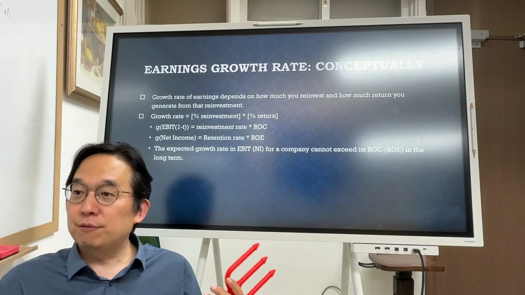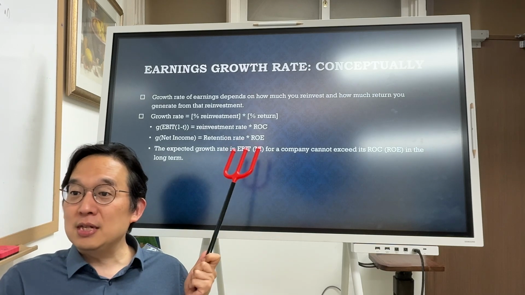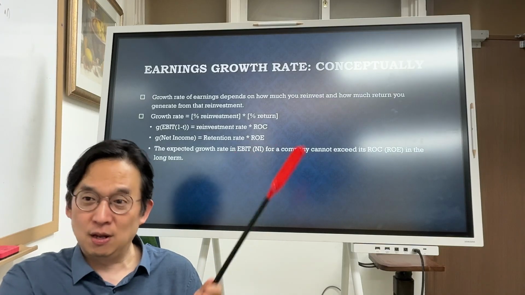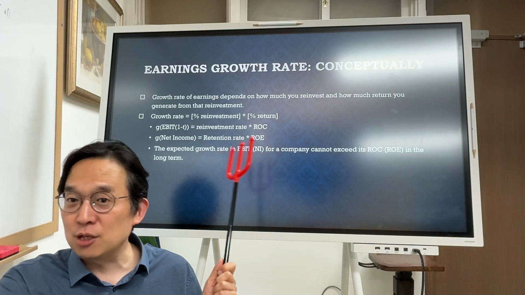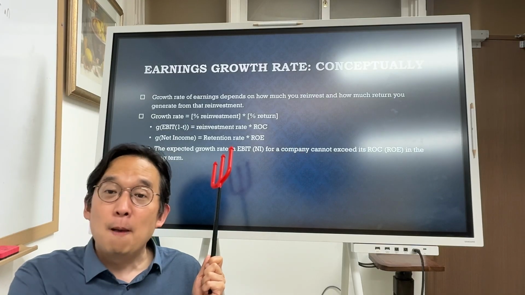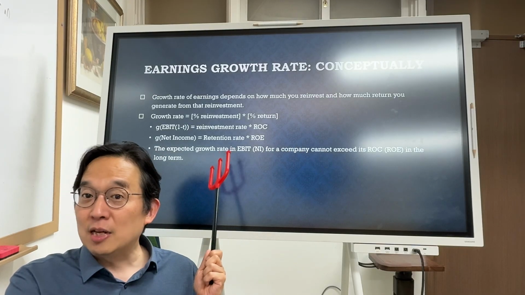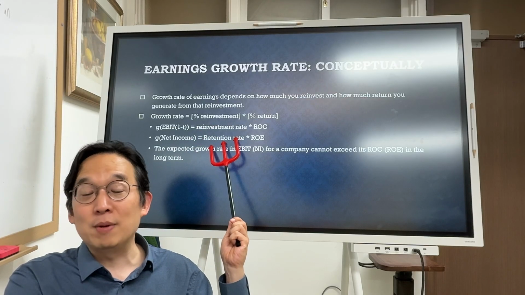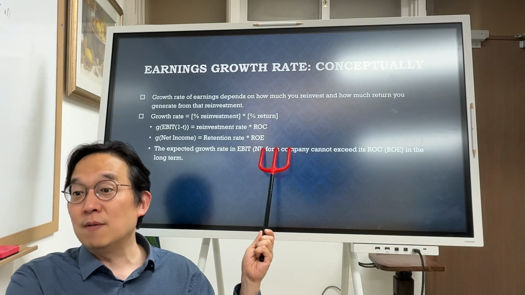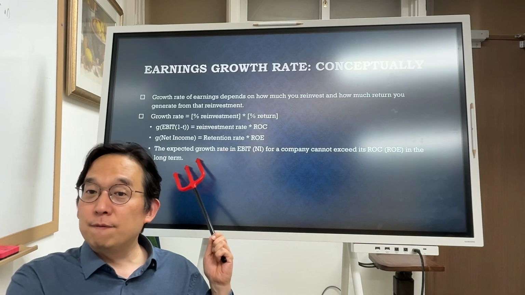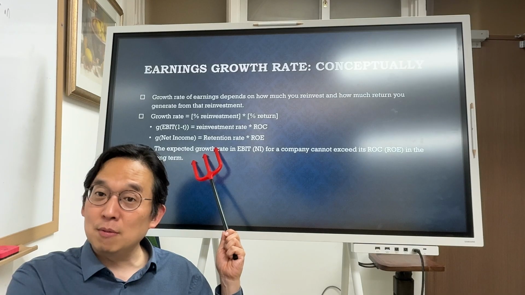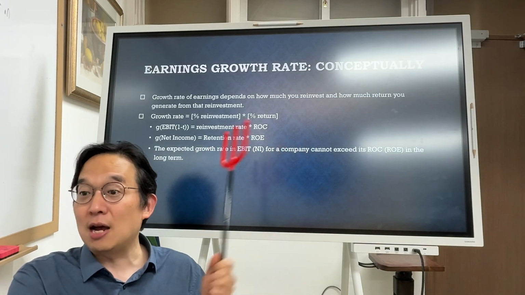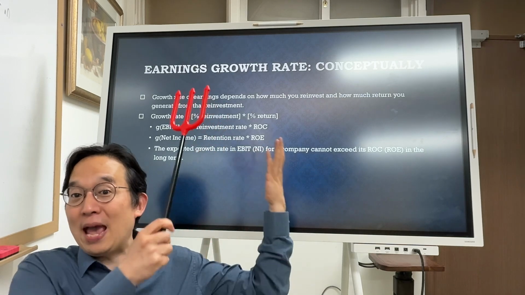Okay, earnings growth rate, conceptually, depends on how much you reinvest and how much return you generate from that reinvestment. So the growth rate should be nothing but the multiplication of these two, reinvestment rate and the percentage of return. In the FCFF context, it should be growth rate of EBIT(1 minus tax rate) equals reinvestment rate times ROC. If the context is the dividend discount model or the FCFE model, then it has to be retention rate times ROE. Okay, you see the parallel going on.